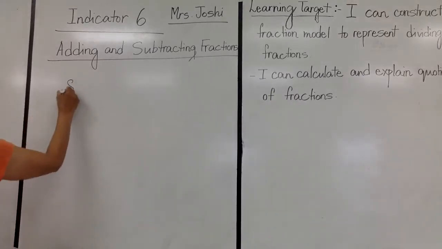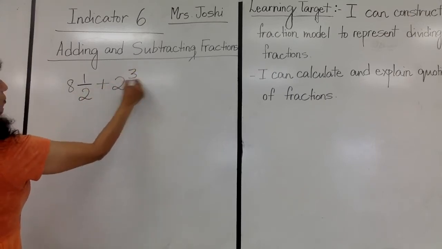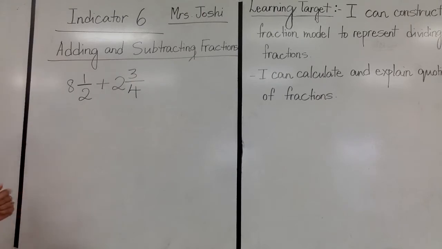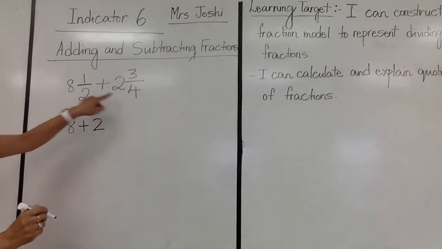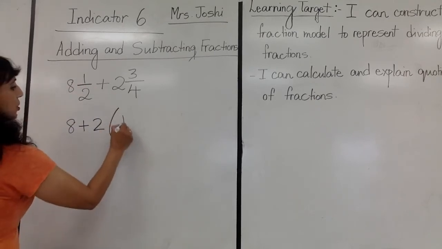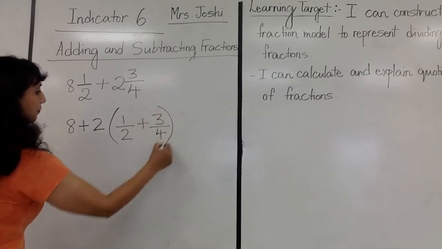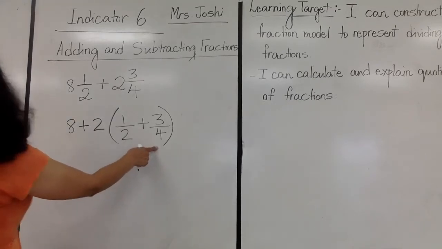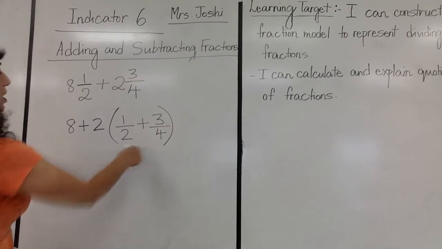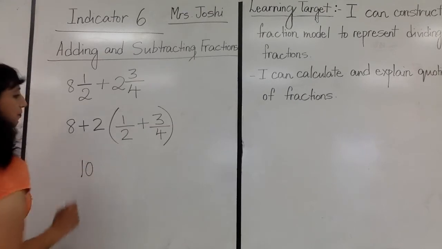So if I have 8 and 1/2 plus 2 and 3/4. Okay? So in this case, all I'm going to do again, I am going to do 8 plus 2, which is the whole number part. And then I'm going to do the fractional part, which is 1/2 plus 3/4. Okay, now we know that the denominators are different over here. So in this case, we will have to find the least common denominator. So 8 plus 2 is 10.